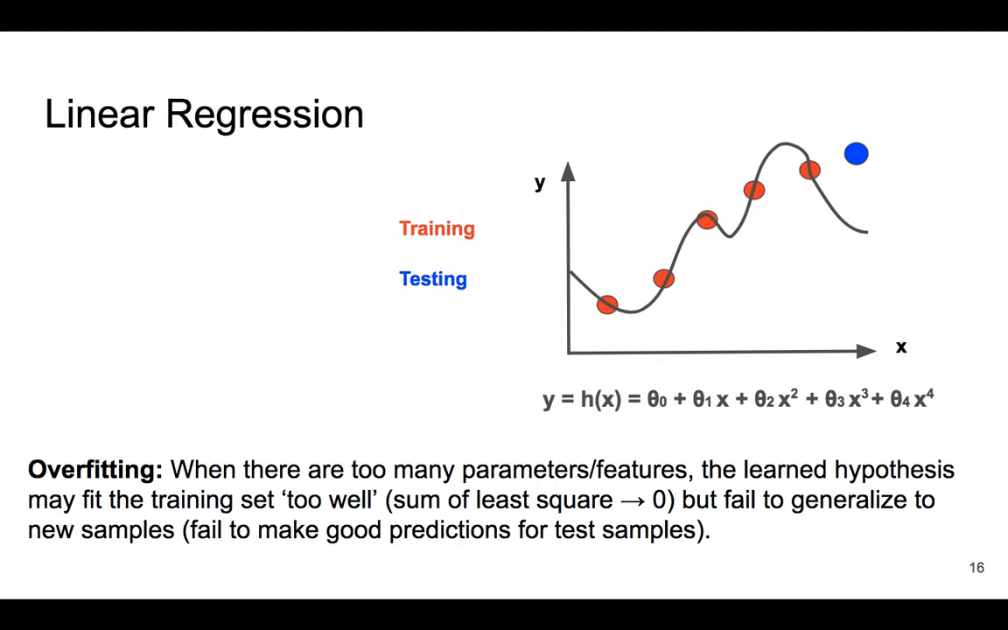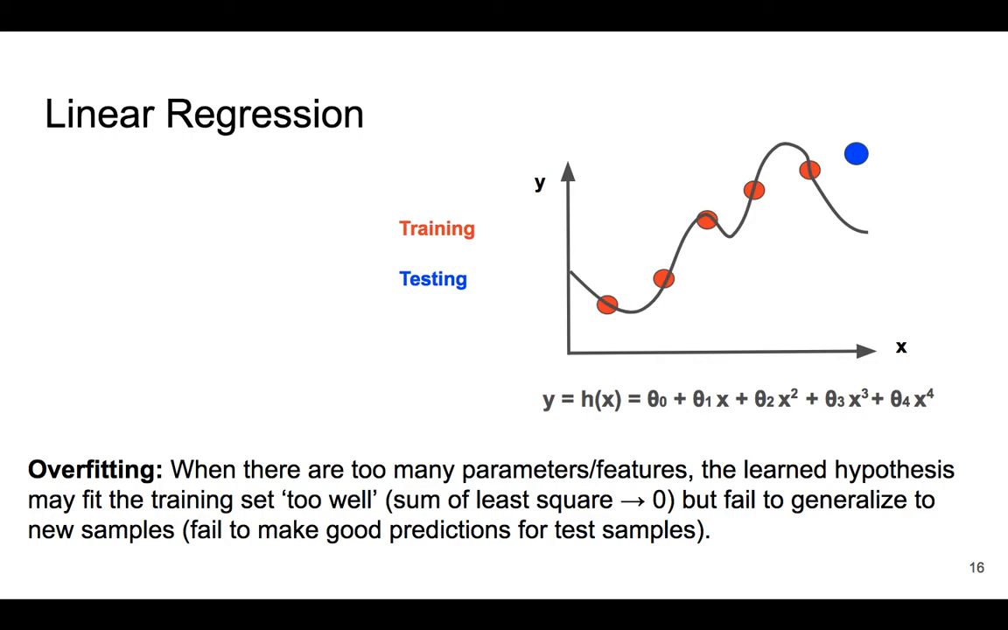While it is relatively straightforward to fix underfitting by considering more features or parameters, the case of overfitting needs more attention. To see why overfitting is bad, remember it happens when there are too many parameters or features. Therefore, the learned hypothesis may fit the training set too well, such that the sum of squares is close to 0, but it fails to generalize to new samples.